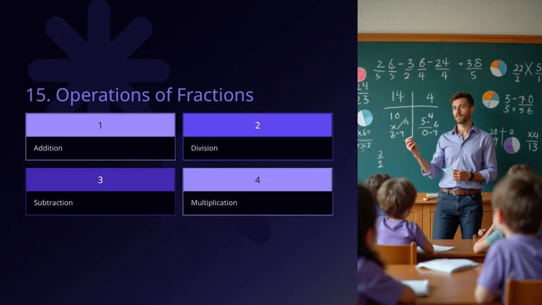Multiplication, on the other hand, is more straightforward. Simply multiply the numerators and the denominators. Division involves flipping the second fraction and multiplying. These operations are fundamental because they help us work with parts of a whole in different ways, and understanding them is key to mastering fraction concepts overall.